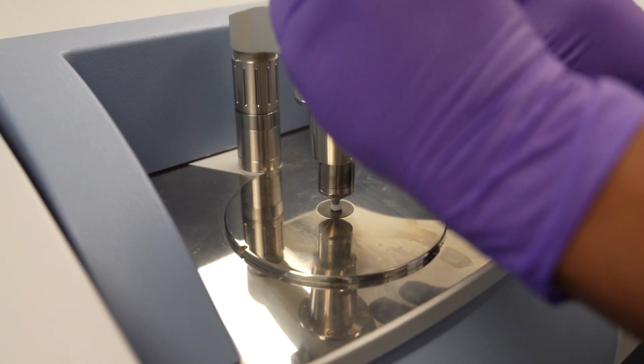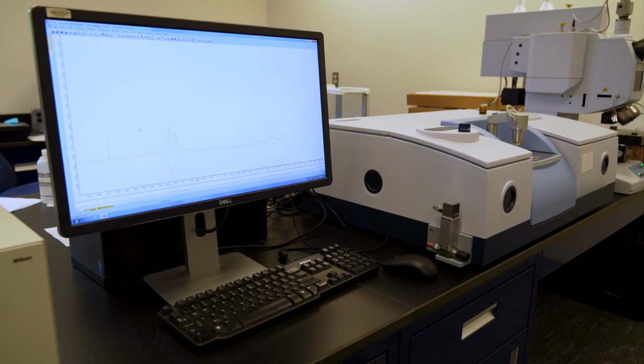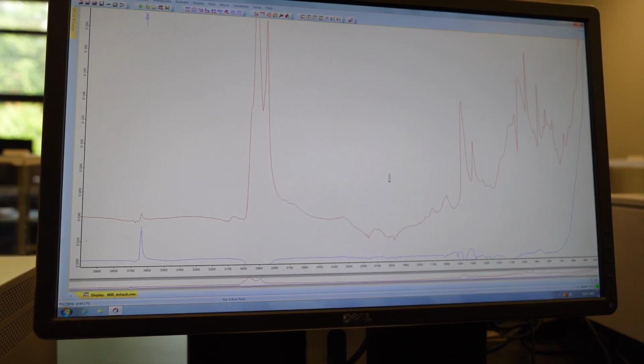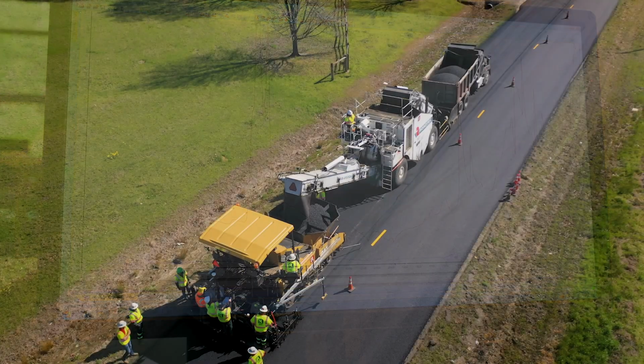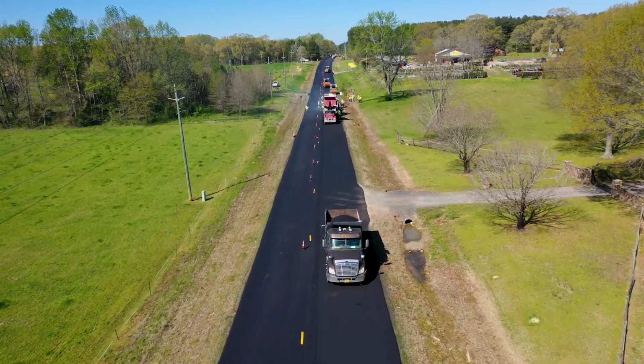Combining the FTIR with other technologies allows technicians to comprehensively assess both the chemical and elemental makeup of paving materials, ensuring quality and safety in asphalt production and maintenance.